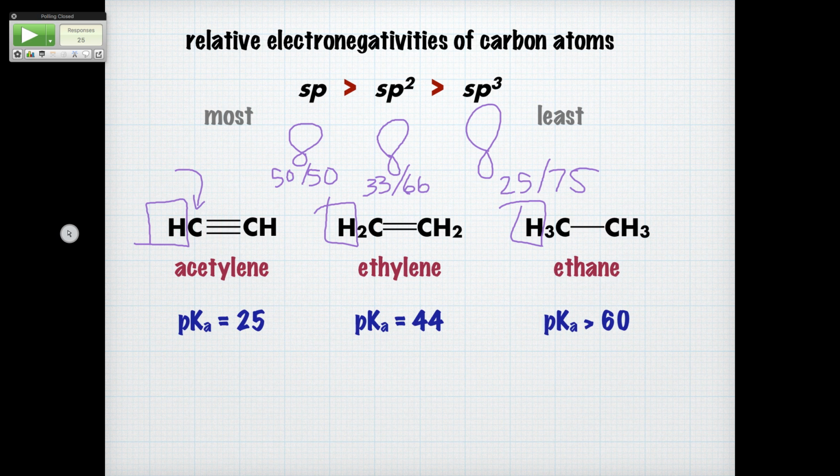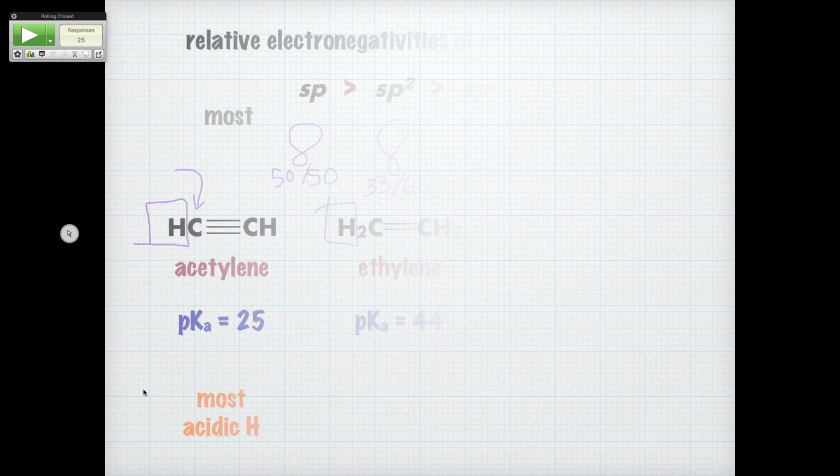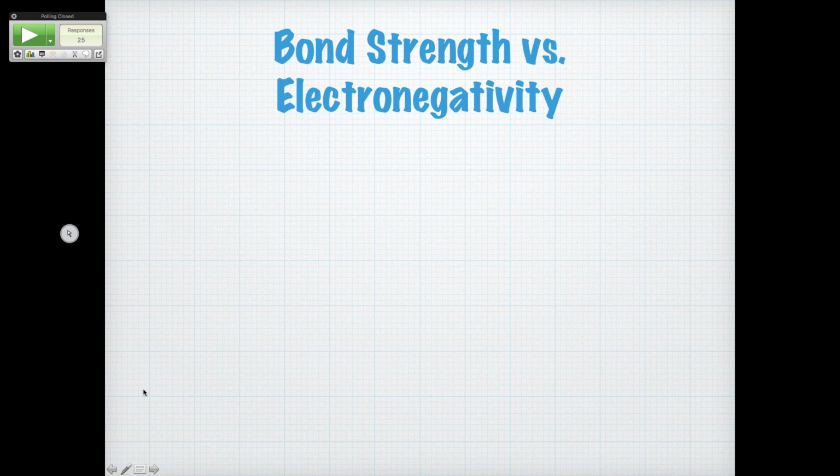Okay, so the pKa's are around 60. Look what happens. We go to ethylene, the pKa is 44, and acetylene is 25. I wanted to circle it because you can have bases that will remove those protons, because the pKa is only 25.